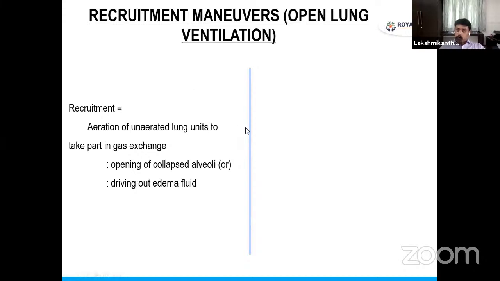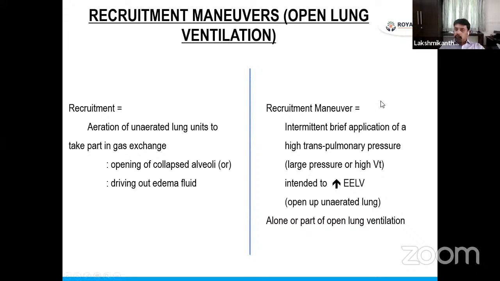Next concept is recruitment. What is recruitment? Recruitment is the opposite of collapse. Once the lung completely collapses, you need to open up the lung. So the aeration of unaerated lung units to take part in the gas exchange is called recruitment, and it causes opening of collapsed alveoli or drives out the edema fluid. This is a process, and for that, what we do is a maneuver called recruitment maneuver. This is intermittent brief application of a high transpulmonary pressure to open up these unaerated lungs. What we give is an increase in your transpulmonary pressure.